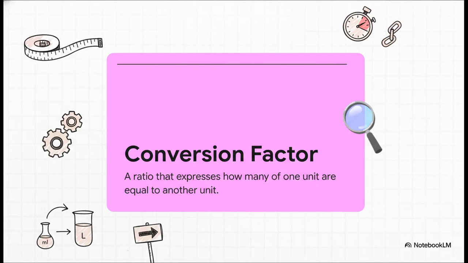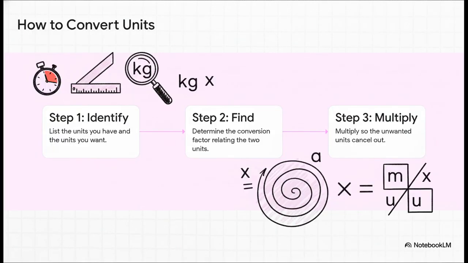A conversion factor sounds fancy, but it's really just a fraction that shows how two different units are related. Like 1 kilometer equals 1,000 meters, or 60 seconds equals a minute. You use this ratio to flip a measurement from one unit to another without actually changing its value. And the process is so simple, it's beautiful.